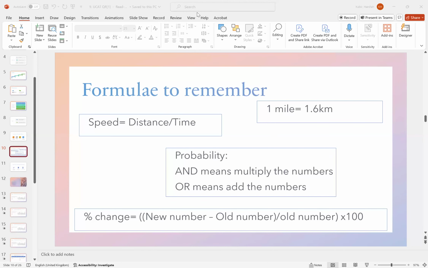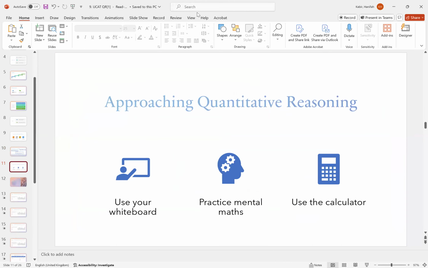A lot of QR is just being fast, not being perfectionist, and being good at mental math. Those of you who have tried out the UCAT calculator know it's the most basic of basic calculators, and it's very difficult to use fast. So mental math is really important, and also rounding. For example, if my answers are really far apart, like 500, 550, 675, 800, I know the numbers are so far apart that I can start estimating and rounding. That will save me a lot of time.